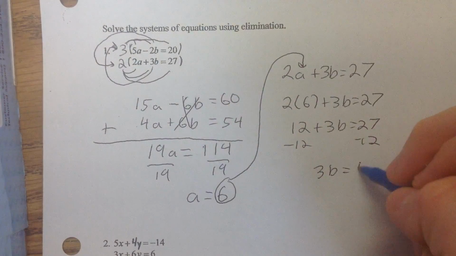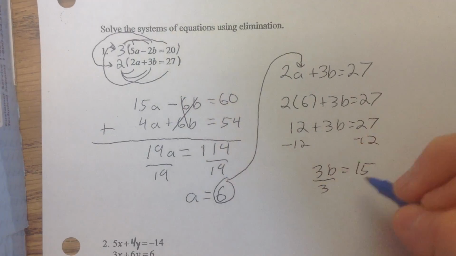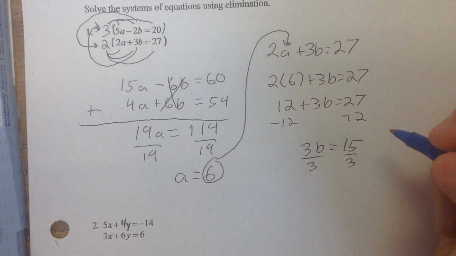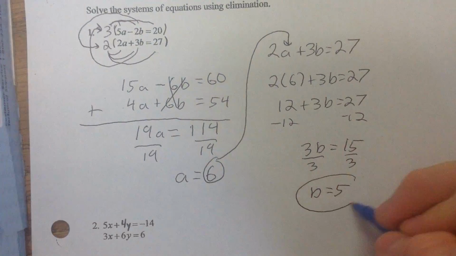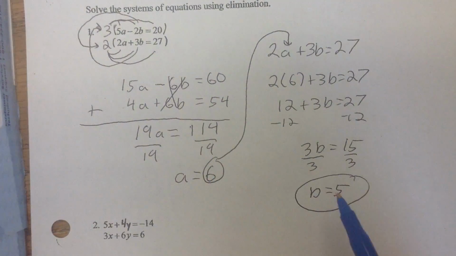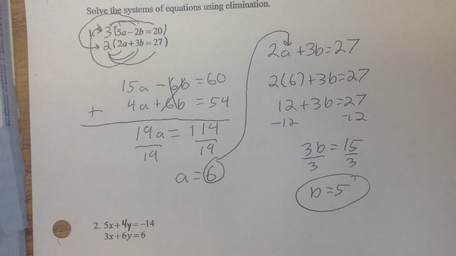We'll get 3b equals 15. Divide by 3, divide by 3. b equals 5. So we've got our 2 answers there, 6 and 5. It's always a good idea to check these.